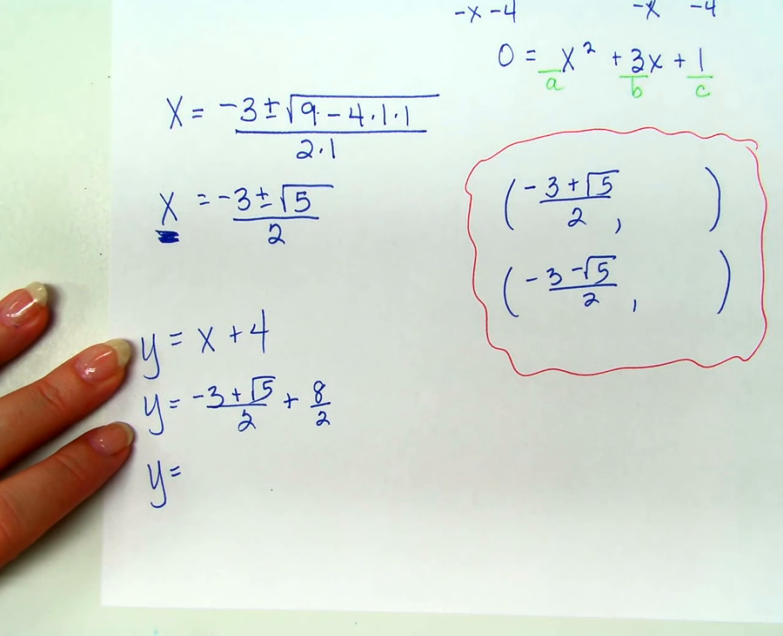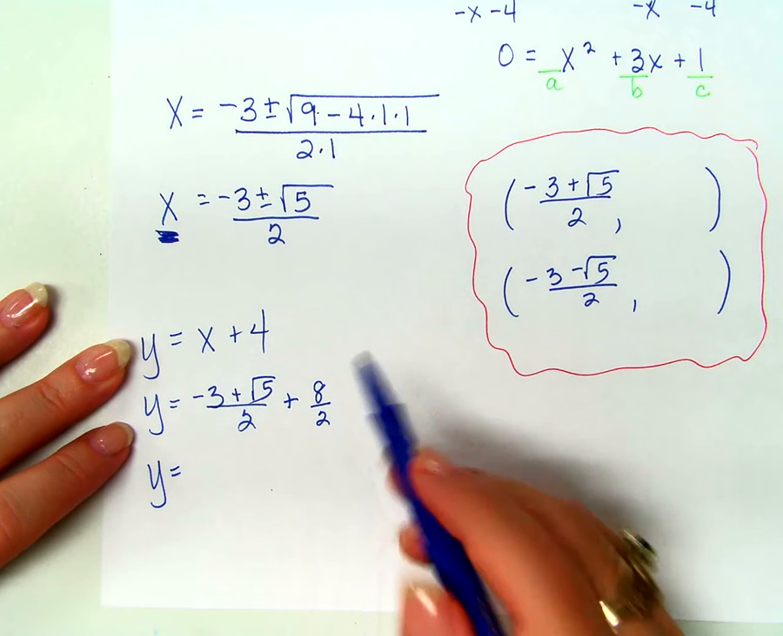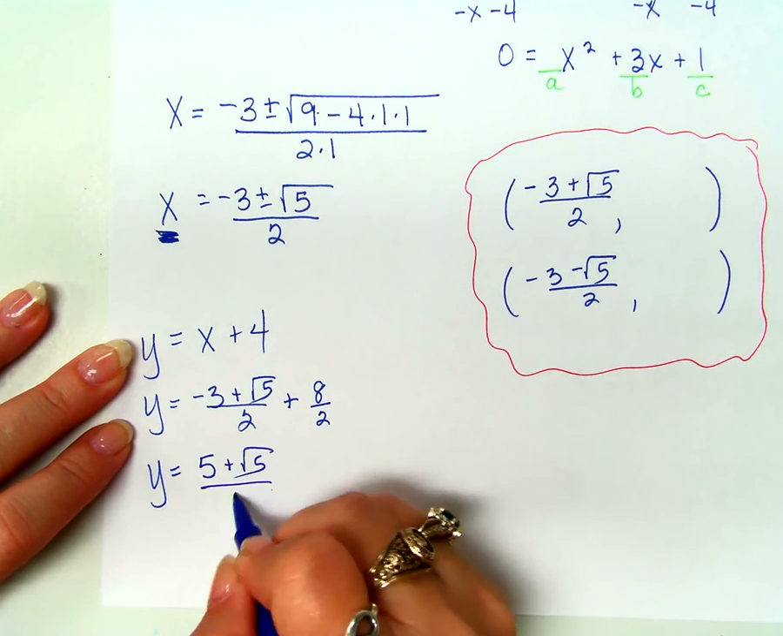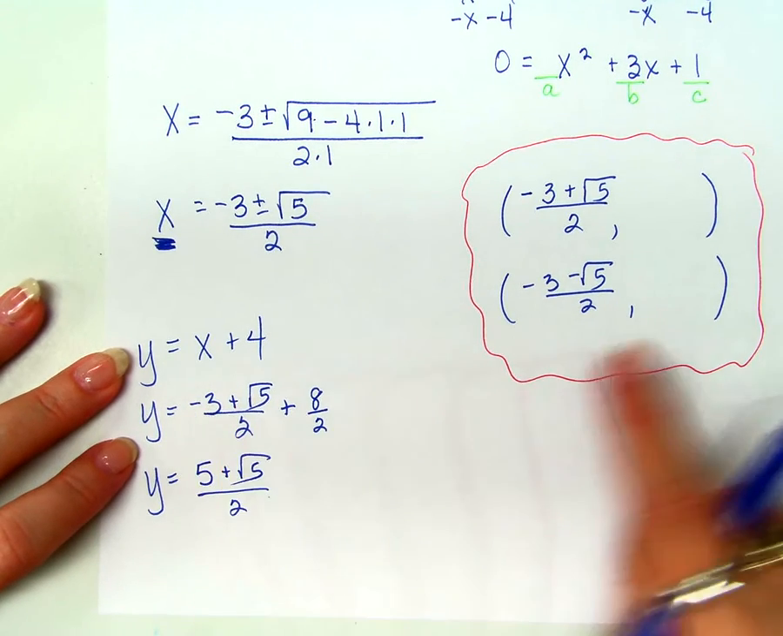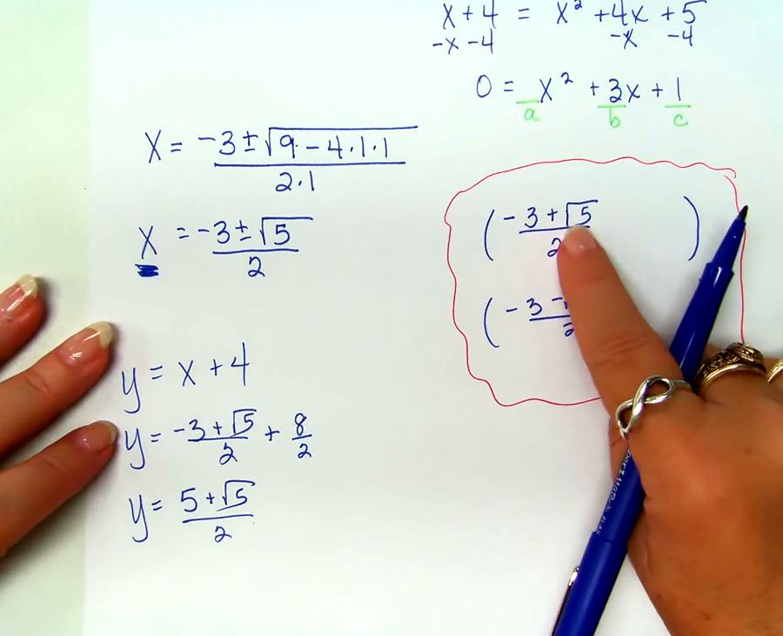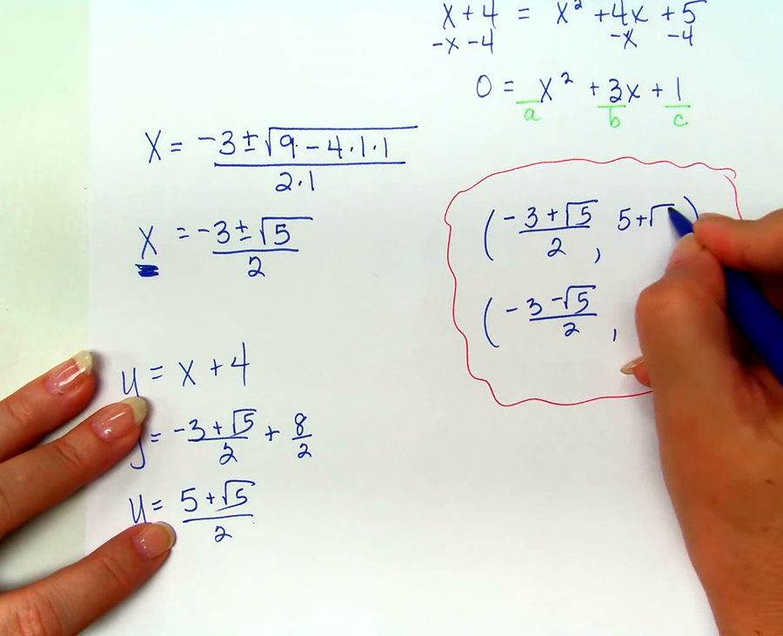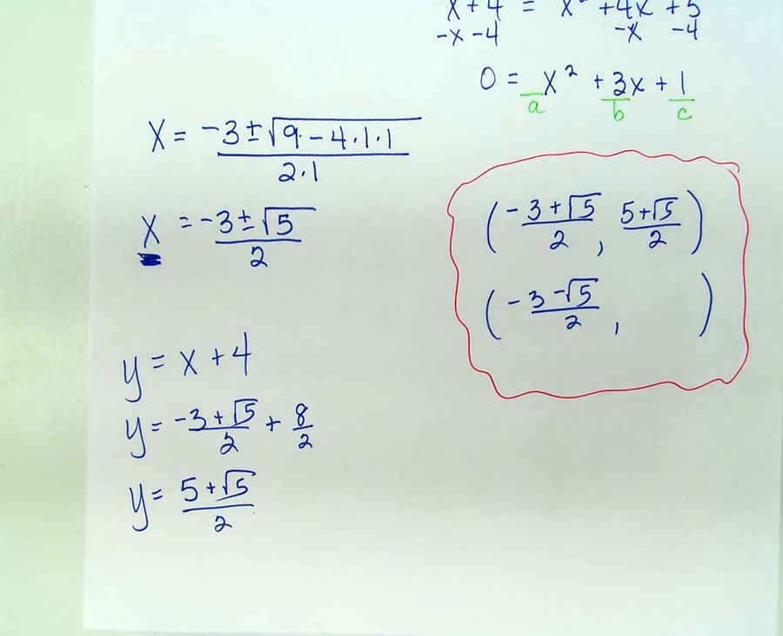What do I combine? Negative 3 and 8 is what? So 5 plus root 5 over 2. So when I put in negative 3 plus root 5 over 2, I get 5 plus root 5 over 2 as my y-coordinate. You okay with that?